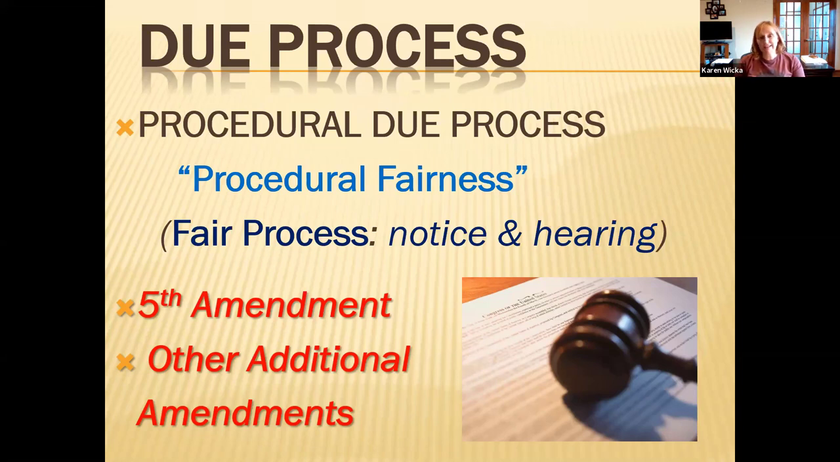The second part is a hearing, which means you have to have an actual trial. You have to have a process put in place to determine if you are in fact guilty or not guilty. So when you hear procedural due process, those two things should always pop up in your mind: notice and hearing. If you are missing either one of those things, it violates due process, notice and hearing. Now, these are all identified in the Fifth Amendment and the 14th Amendment that we were talking about.